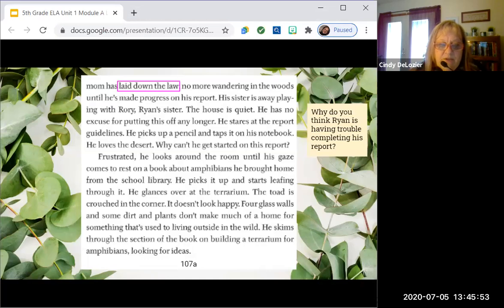Frustrated, he looks around the room until his gaze comes to rest on a book about amphibians he brought home from the school library. He picks it up and starts leafing through it. He glances over at the terrarium. The toad is crouched in the corner. It doesn't look happy. Four glass walls and some dirt and plants don't make much of a home for something that's used to living outside in the wild. He skims through the section of the book on building a terrarium for amphibians, looking for ideas.